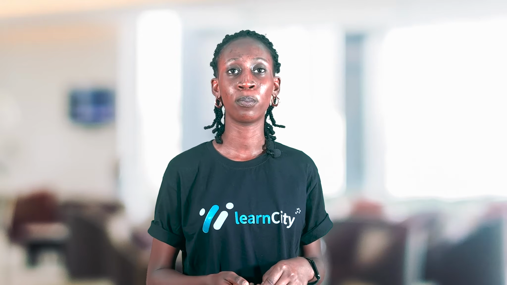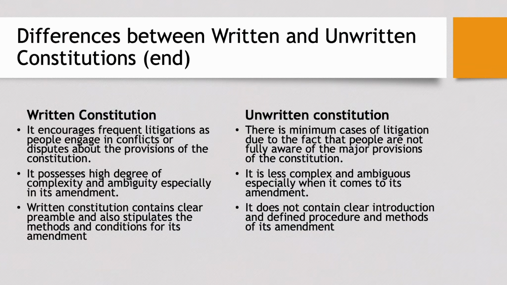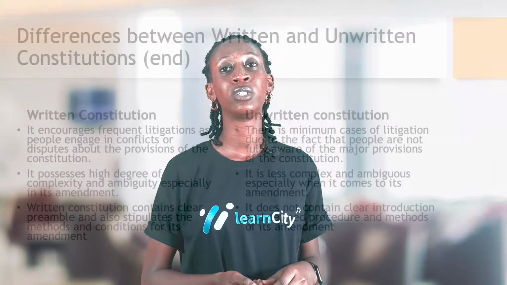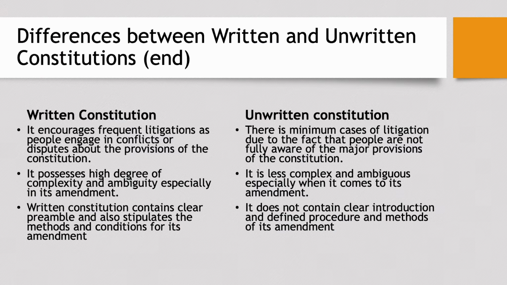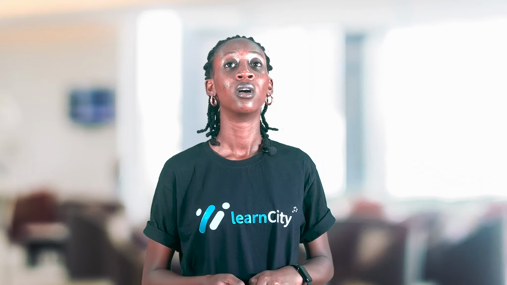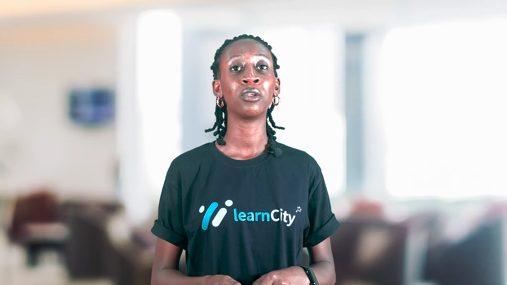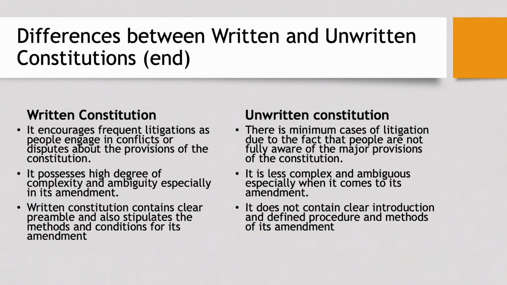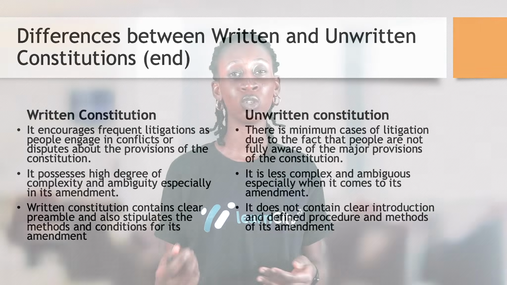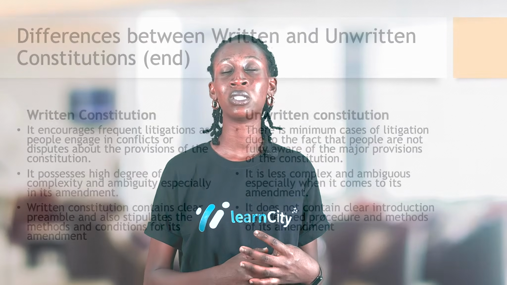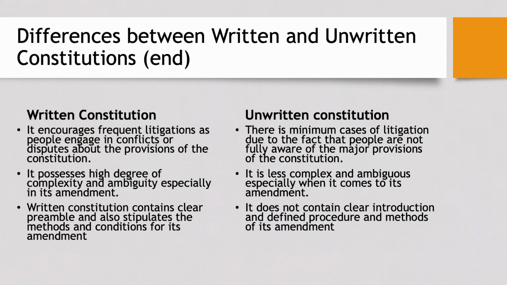A written constitution possesses a high degree of complexity and ambiguity, especially in its amendments. On the other hand, an unwritten constitution is less complex and ambiguous, especially when it comes to its amendments. A written constitution contains a clear preamble and also stipulates the method and the conditions for its amendment. For an unwritten constitution, it does not contain a clear introduction and it does not define the procedure and the methods of its amendment.